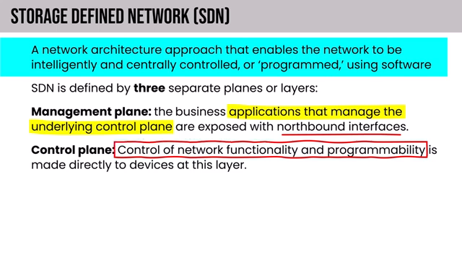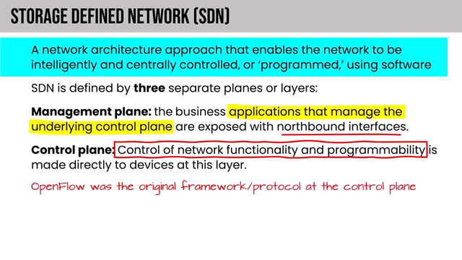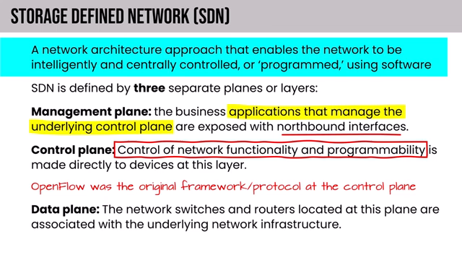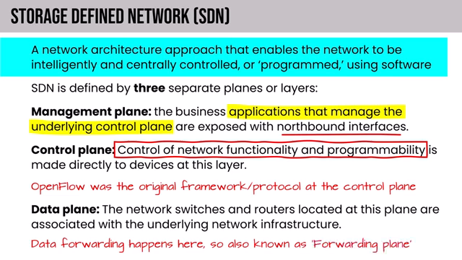We have the control plane, which is where control of network functionality and programmability is made directly to the devices through the southbound interface. OpenFlow was the original protocol at the control plane and is still common today. And then we have the data plane, and the network switches and routers located at this plane are associated with the underlying network infrastructure. Data forwarding happens here, so this is also sometimes referred to as the forwarding plane.